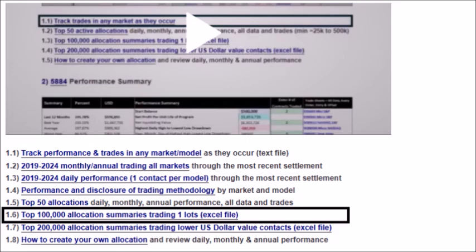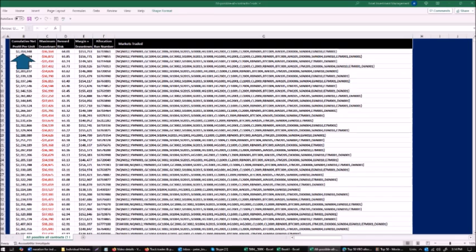1.6, summaries for the top 100,000 allocations trading a maximum of one contract per market. These Excel spreadsheets show life of program cumulative net performance for that specific allocation. Maximum drawdown measured from highest high to lowest low, marked to the market daily. Reward risk calculated by taking the cumulative life of program net profit divided by the maximum drawdown. Current total margin requirement for that specific allocation plus maximum drawdown.